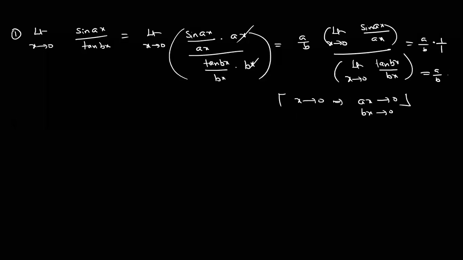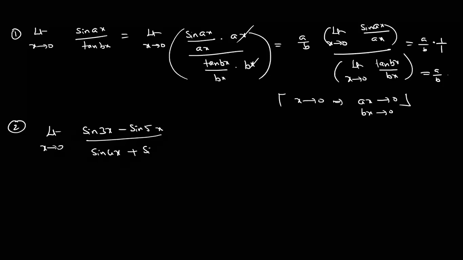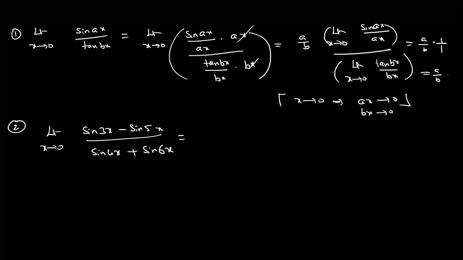One. Second example I'm giving. Anyone challenging? Dear students, trigonometric formulas are very, very important. One more question: limit x tends to 0, sin 3x minus sin 5x by sin 4x plus sin 6x. Anyone? How to solve? What is the answer? After that, I will do the simple method. Now see, dear students, what I'm doing.